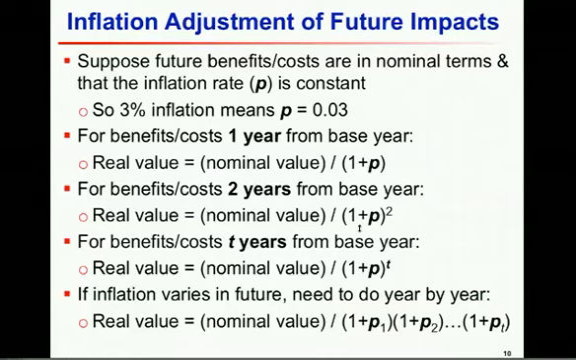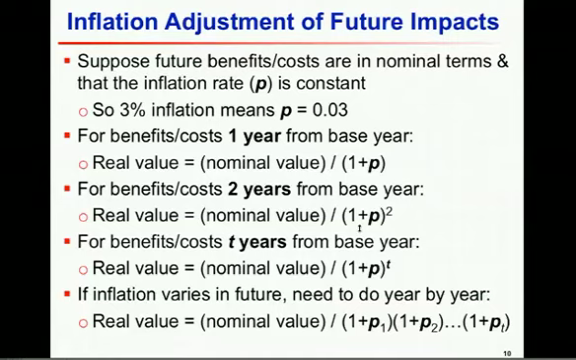In that case, you have to adjust for inflation. So if we say that we have a constant inflation rate, suppose the inflation rate is 3%, which would mean that P, in this case, is 0.03. And remember that nominal equals real times 1 plus P, which would mean that real equals nominal divided by 1 plus P. So for benefits or costs that are 1 year from the base year, if we're given nominal values, we would calculate the real value by dividing by 1 plus the inflation rate.